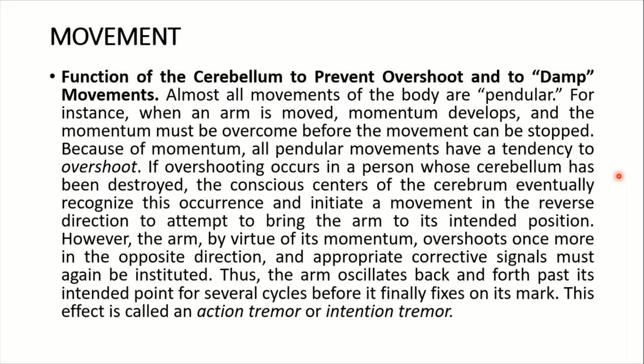This effect is called an action tremor or intention tremor, right? So this is the mechanism behind the pathology of the intention tremor or the action tremor, which is characteristic of a lesion of the cerebellum. It has to be differentiated from the Parkinsonism tremor, which is a pill rolling tremor. I will try to upload a video very soon discussing the diseases and the clinicals of the cerebellum.